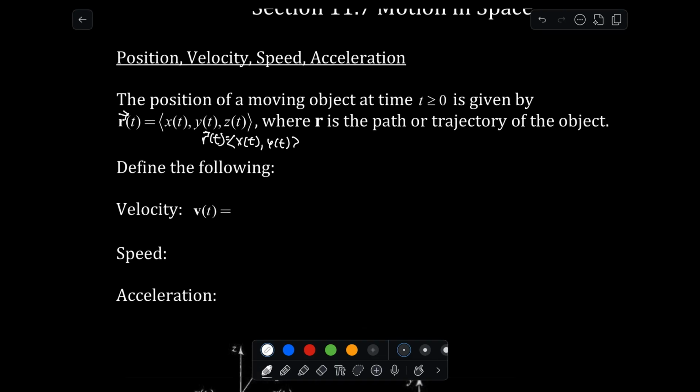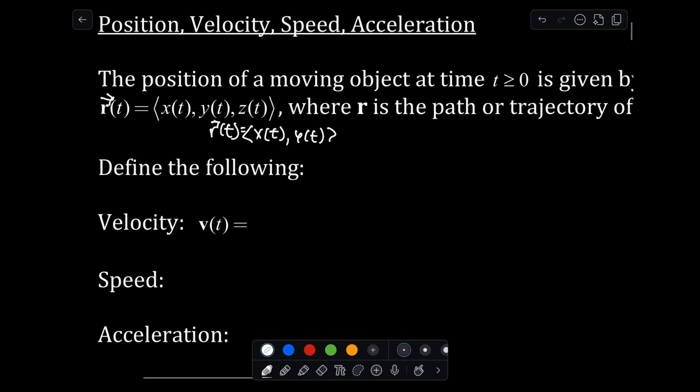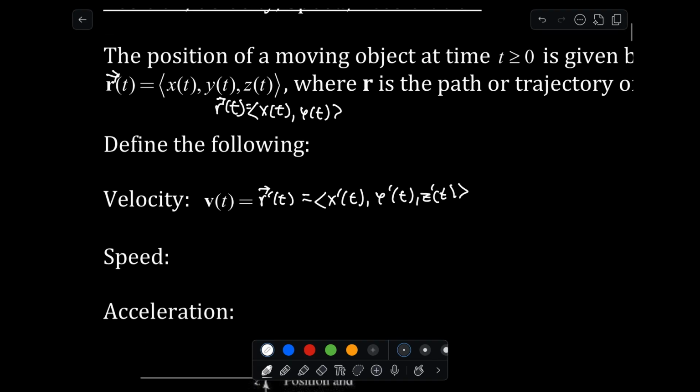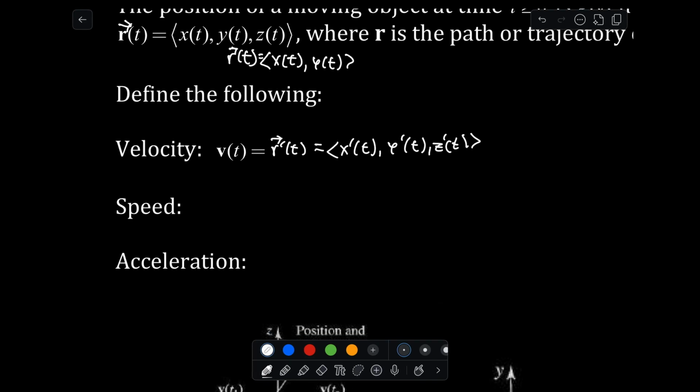From our previous section, and also just from prior knowledge, we know that velocity is just the rate of change of your position function. So it'll just be equal to x prime of t, y prime of t, z prime of t, right? And then the speed is just the magnitude of your velocity, right? So you can write it as the magnitude of v of t, because speed is a scalar quantity, it's not a vector quantity, because it doesn't give you the direction, it just gives you a value, the magnitude of something, right?